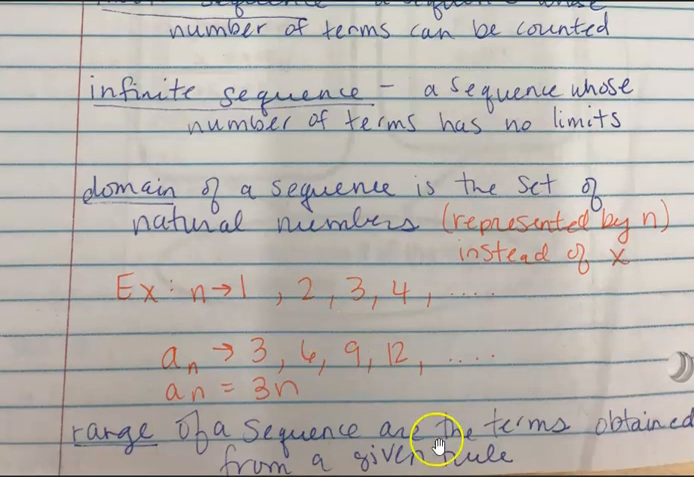And then the range of your sequence is going to be the terms that are obtained from a given rule. So if my rule was a sub n equals 3n, then for n equals 1, you plug in n equals 1 and get out 3. For n equals 2, 3 times 2 is 6. For n equals 3, 3 times 3 is 9, and so forth. So my sequence is 3, 6, 9, 12, and so forth. These are considered the range of your sequence. And then 1, 2, 3, 4 would be considered the domain of your sequence. And a sub n equals 3n would be considered the rule.